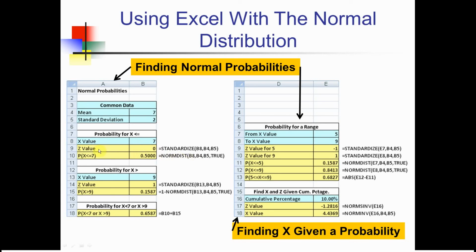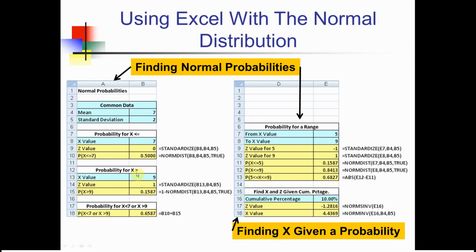If you want to find out the probability that x is less than 7, you could use norm dist. Norm dist takes an x value, a mean, and a standard deviation. And this thing over here, true, just means that it's the cumulative, the area under the curve. There's a difference between the cumulative and the non-cumulative part. You almost never use the non-cumulative. You want the cumulative, because it tells you I want everything up to 7. So when you say true here, it's saying less than or equal to.